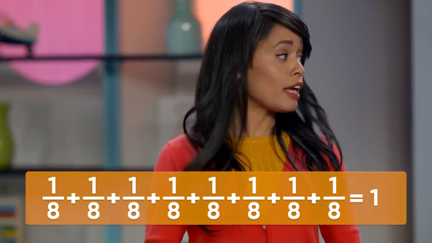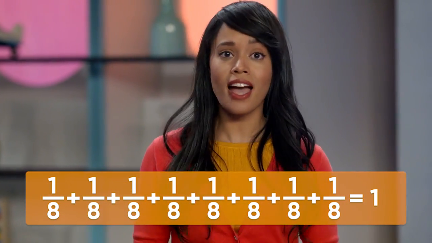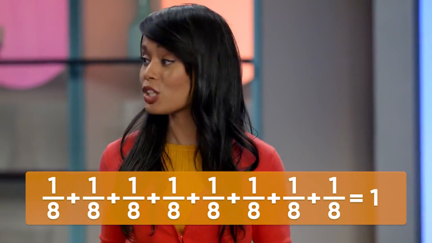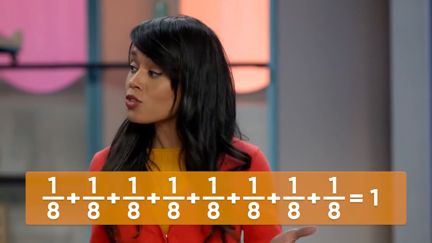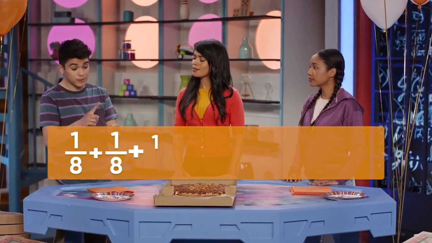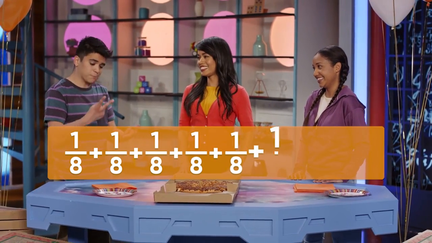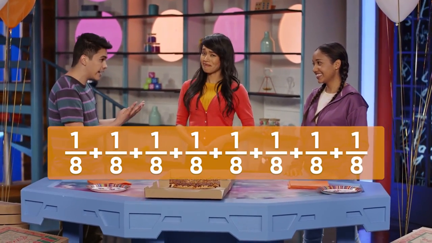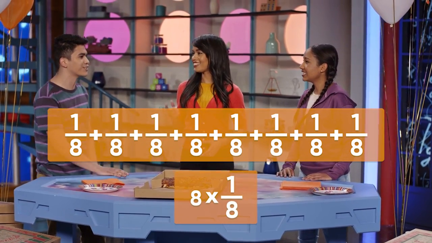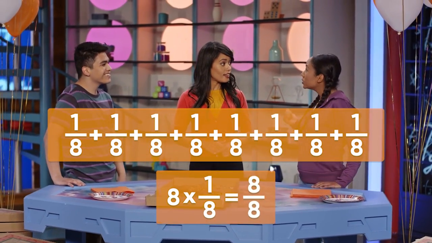That's right. Now you may remember that when we repeatedly add the same number over and over again, we can speed that up using multiplication. And we can do the same thing with fractions. So instead of adding 1/8 eight times, we could just multiply 1/8 by 8 and get the same answer: 8/8, which is equal to 1.